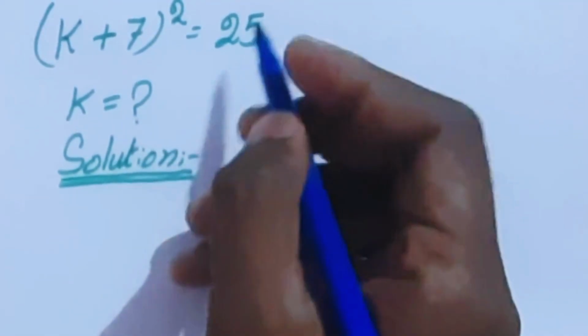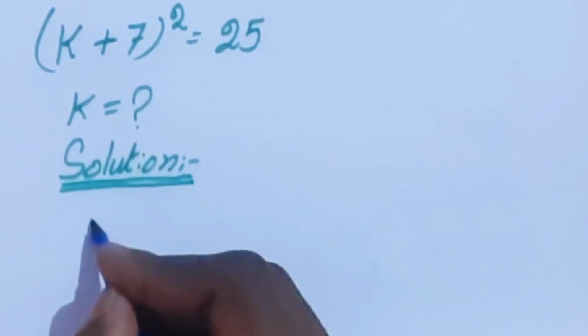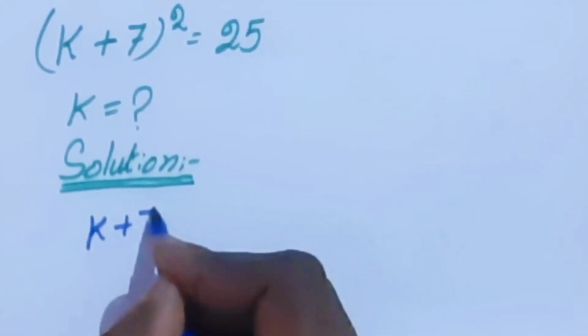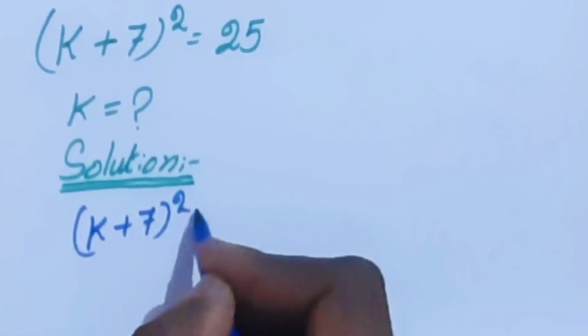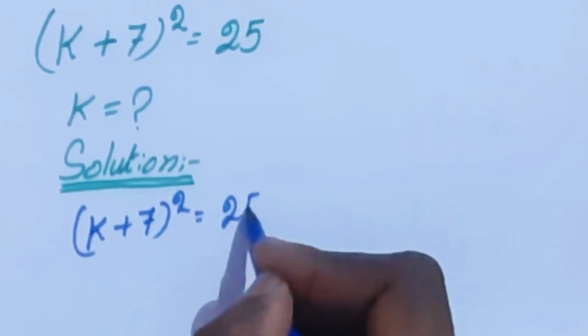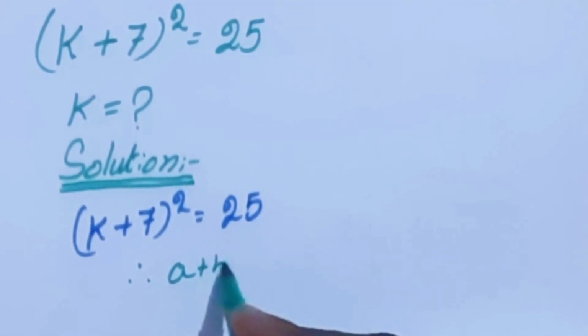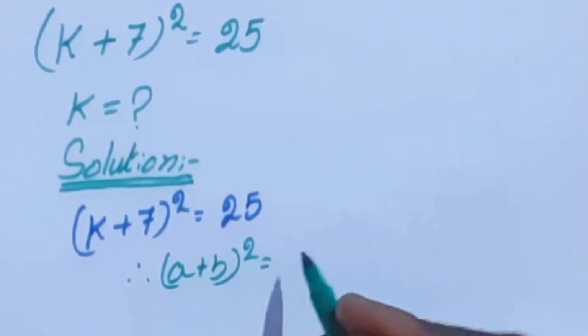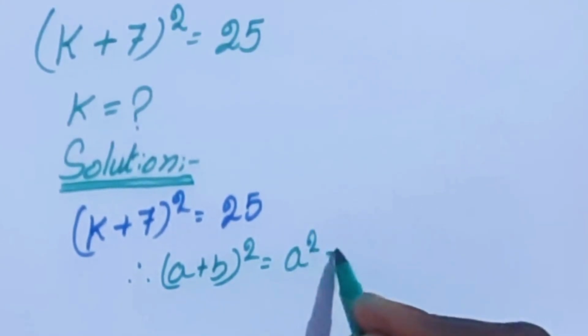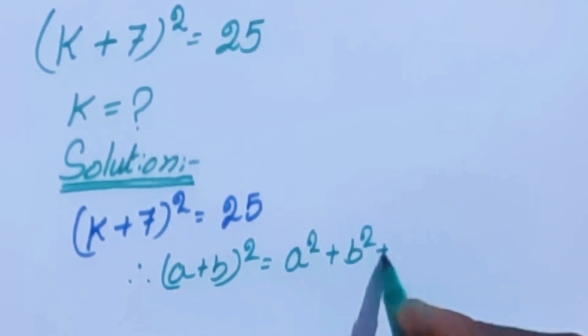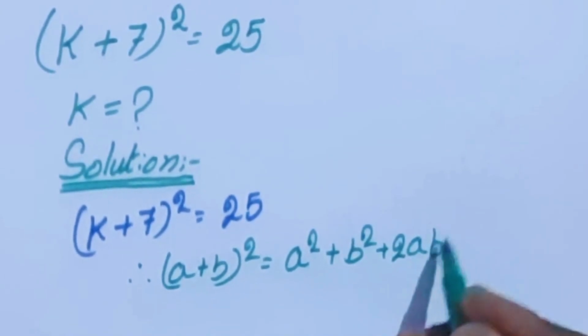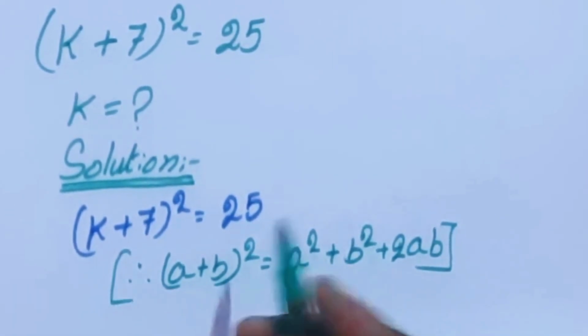Today we are going to solve this problem to find the k value. Solution: (k + 7) whole square equal to 25. Here we are going to apply this algebra formula, that is (a + b) whole square equal to a square plus b square plus 2 times ab. This algebra formula we are going to apply here.